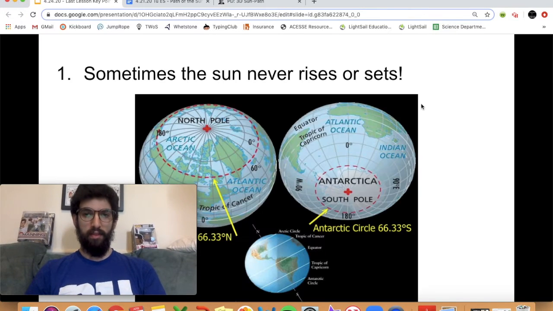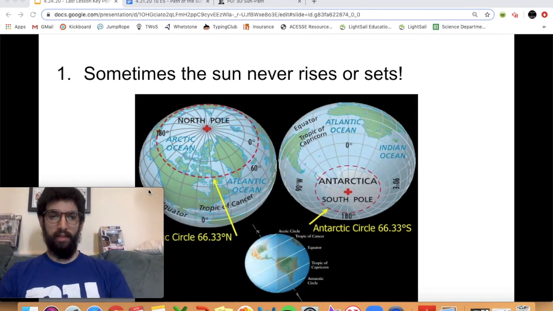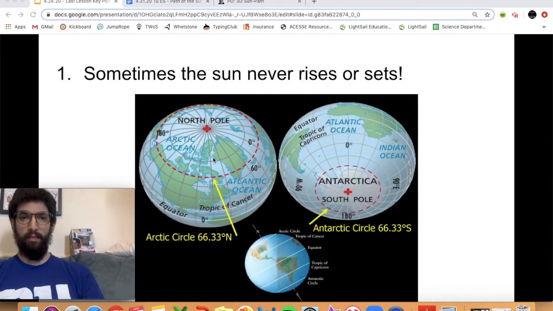First, we saw, and you saw this last time, that sometimes the sun will never rise and never set. That only happens on specific days, not all the time. And that's only at the Arctic Circle near the North Pole and the Antarctic Circle near the South Pole. Those are the only spots where the sun can sometimes, not all the time, never rise or set.